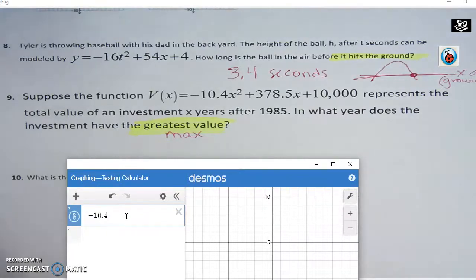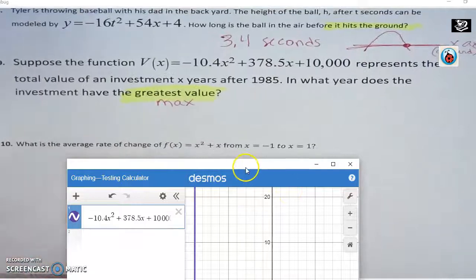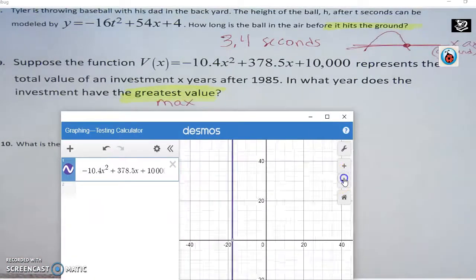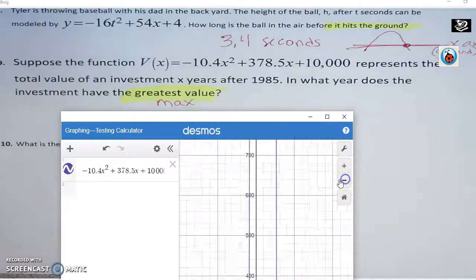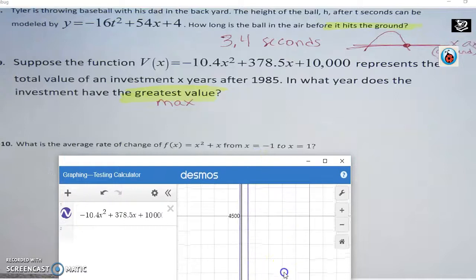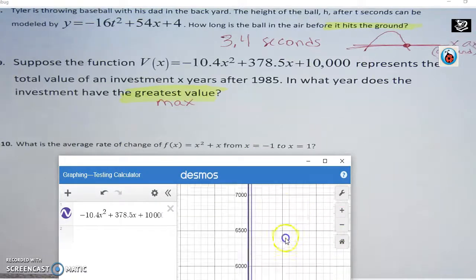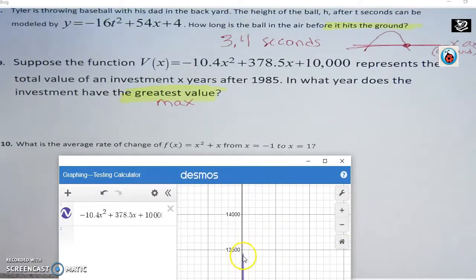Negative 10.4 x squared plus 378.5x plus 10,000. Zoom out. Looking for the maximum. And there it is. There's the maximum.